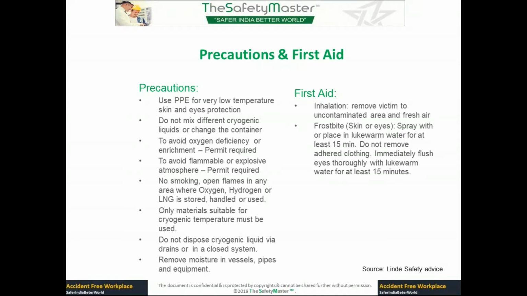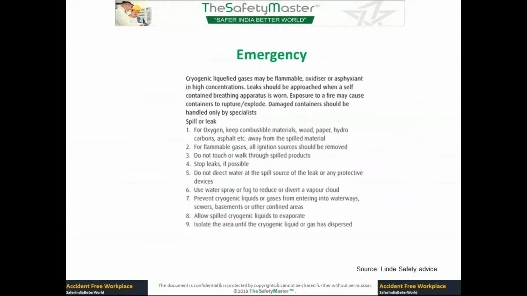The moment you try to pull out your sleeve or the cloth where it is stuck to your skin, it will tear off your skin also. That is to be taken into consideration.